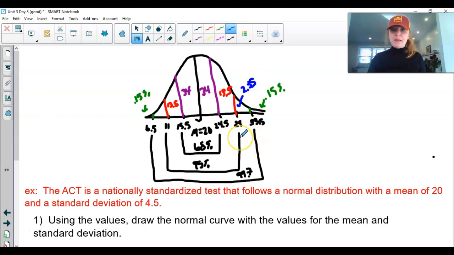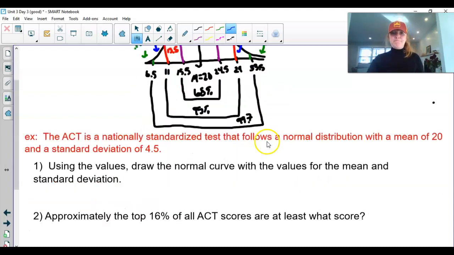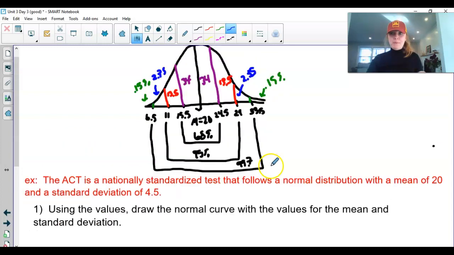2.35% of people will get an ACT score between a 29 and a 33.5, as well as over here. 2.35% of people will get an ACT score between a 6.5 and 11. Okay, so number one, that will be the first expectation, that you know how to use the mean and the standard deviation to draw the normal curve and mark the values out.